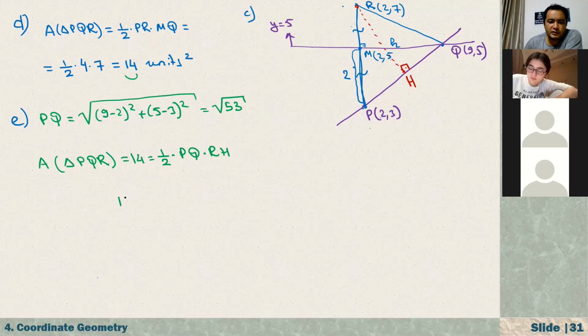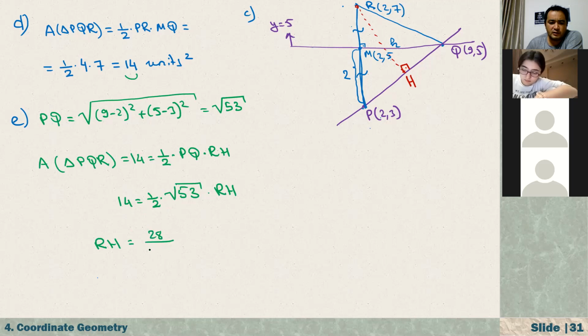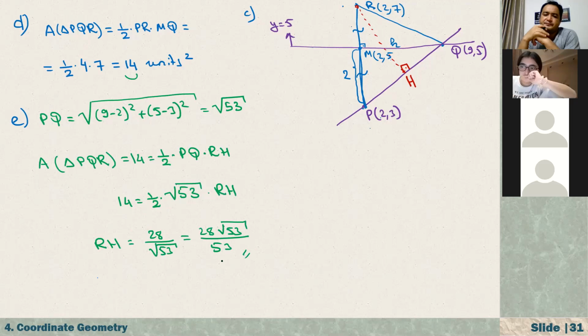So from here, 14 is equal to 1/2 times, what is PQ? We have just calculated PQ, that's equal to square root of 53. And here we have RH. So we need to find RH in this question. So what is RH? RH equals, multiply both sides by 2, 28 over square root of 53. Or 28 times square root of 53 over 53. Because usually we should rationalize the denominator if possible.